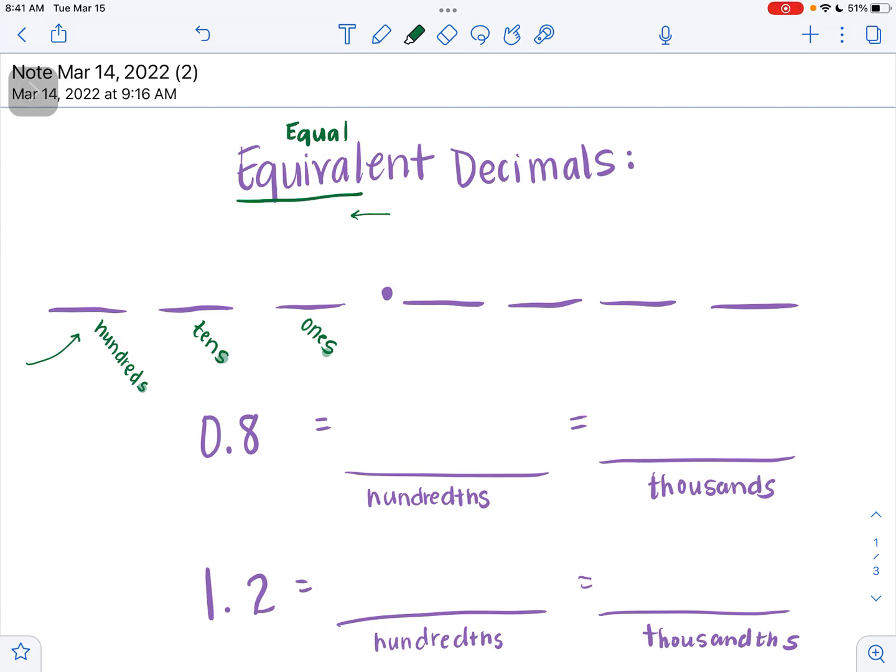I want you guys then on the other side of the decimal point, so we're going to the right side of the decimal point, we are going to be talking about less than 1. So instead of starting with ones, we're starting with tenths, hundredths, thousandths, and then our next one over is ten thousandths.